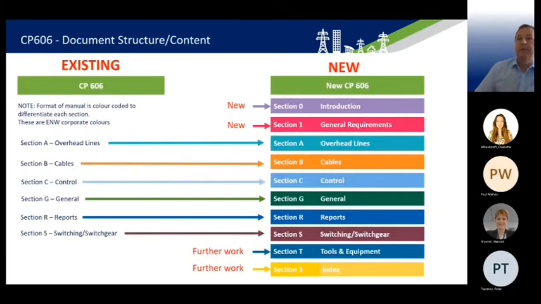So if you look at the existing manual on the left-hand side, you're probably all familiar with the sections for overhead lines, cables, control, general, reports and switchgear and switching. And then if you look on the right-hand side, the new manual, essentially everything else in the main part of the manual moves across into the existing sections. And then we've added 2 new sections at the front, which is introduction and general requirements, and 2 new sections at the end of the manual, effectively, which we're still working on, which is the tools and equipment and the index. So if you want to find something, a bit like a book, it's like an index, you know, to locate something within the manual.